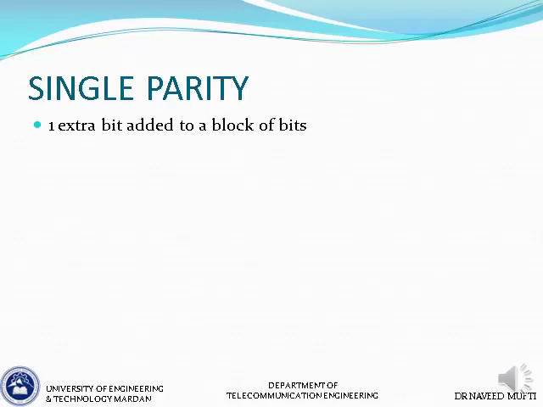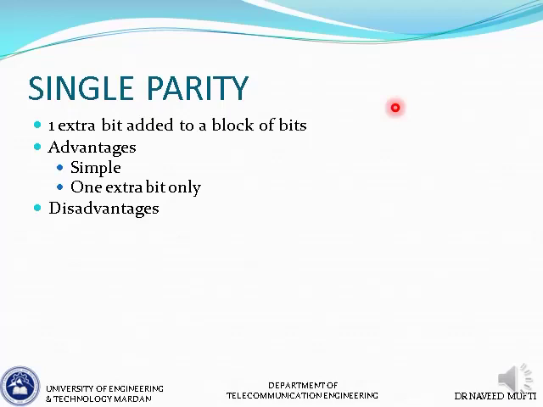In single parity, one extra bit is added to a block of data bits. So one extra redundant bit, or parity bit, whatever you call it, is added to a block of data bits. It's a very simple technique. You just have to add one extra bit. It is simple, and the redundancy is also not that much. Only one extra bit is being added to a collection or a block of data bits.